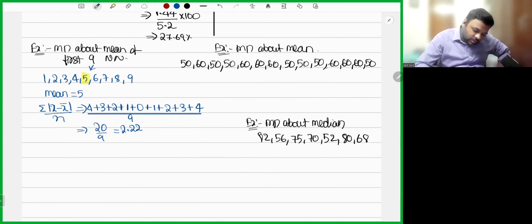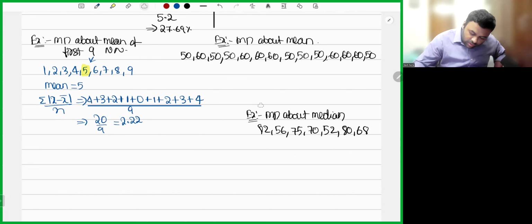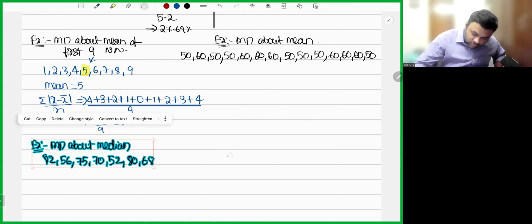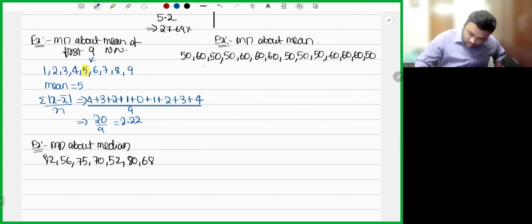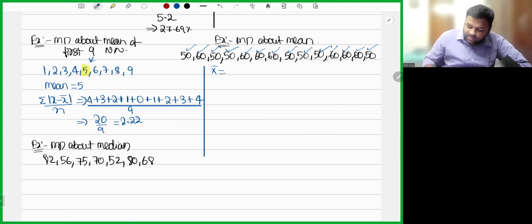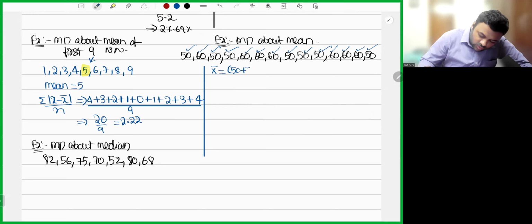Next. Mean deviation about mean. First, let's calculate the mean. How many times is 50 repeated? 1, 2, 3, 4, 5, 6, 7. 50 is repeated 7 times, and 60 is also repeated 7 times.